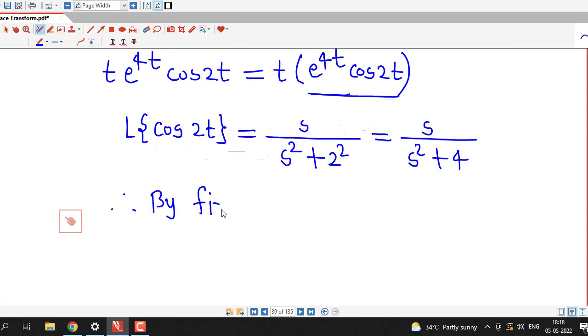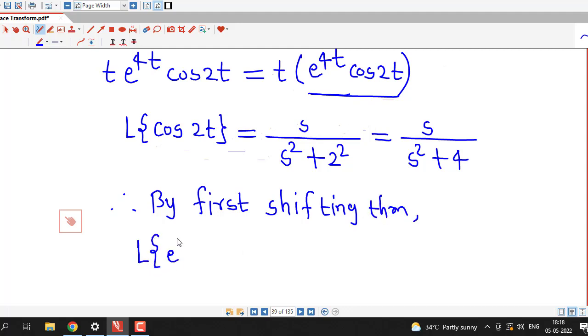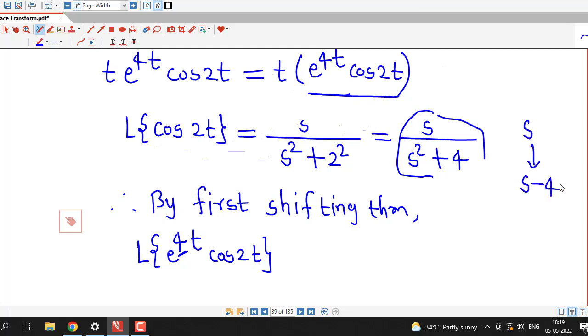by the first shifting theorem, we have to find the Laplace transform of e raised to 4t times cos 2t, and the Laplace transform of cos 2t is s divided by s square plus 4, and here the coefficient of t is 4. So in this function of s, we will replace s by s minus 4. There is s in two places, here and here. So we replace s by s minus 4.